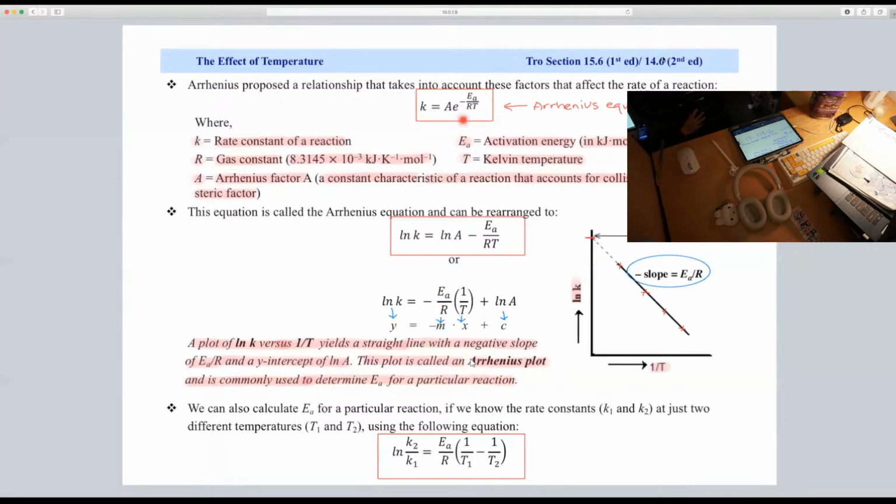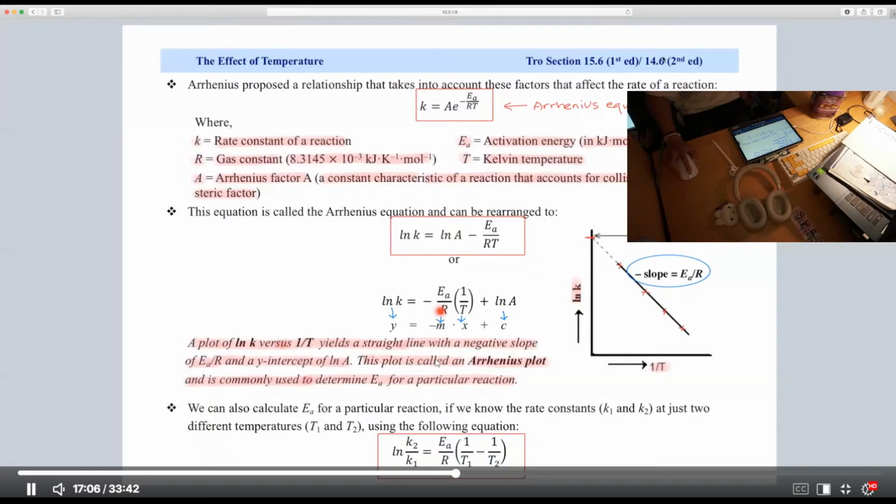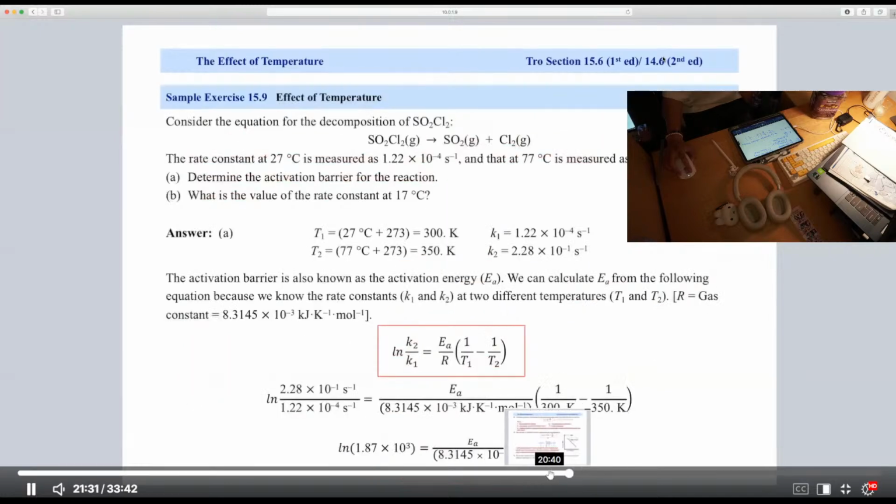Now, if you take this equation mathematically, if you take the natural log of k, this is ln k, and if you carry out an operation on this side, you will carry out the same operation on this side. So this will be ln of e to the negative EA over RT. So if you take the natural log on both sides and you rearrange this equation, what we end up with is ln k equals negative EA over R times 1 over T plus ln A. Remember, the slope is negative EA over R.